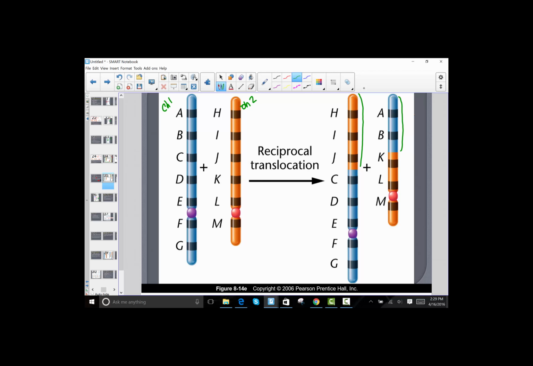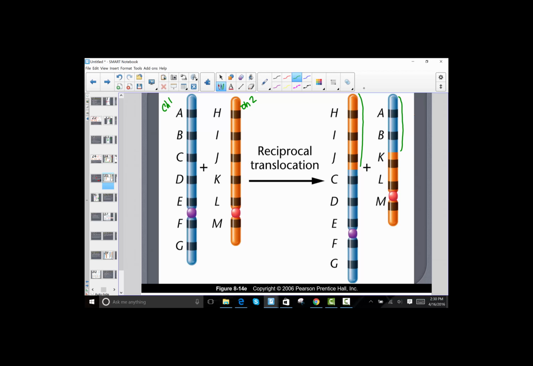So if memory serves, I said that it had to be the same amount of DNA, and that is not true. It's the fact that we are transferring DNA from one chromosome to the other, and then there's also a reciprocal translocation of DNA from the other chromosome back to chromosome 1.